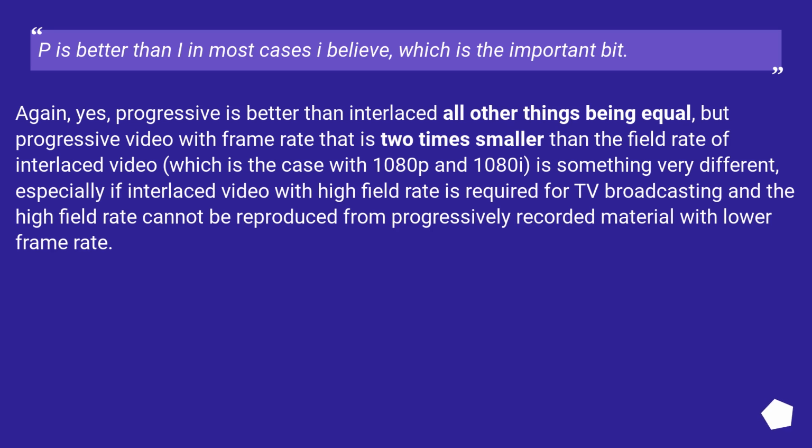P is better than I in most cases, I believe, which is the important bit. Again, yes, progressive is better than interlaced, all other things being equal, but progressive video with frame rate that is 2 times smaller than the field rate of interlaced video, which is the case with 1080p and 1080i, is something very different, especially if interlaced video with high field rate is required for TV broadcasting and the high field rate cannot be reproduced from progressively recorded material with lower frame rate.